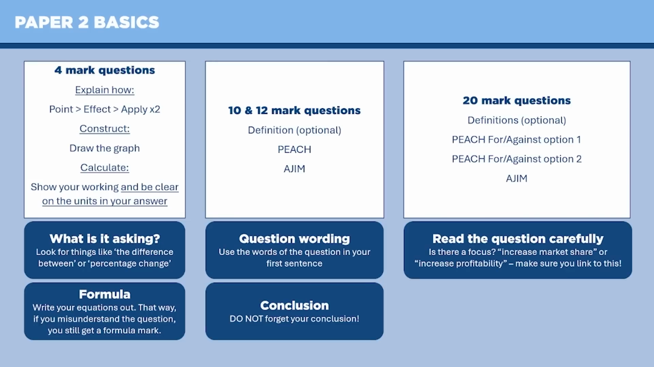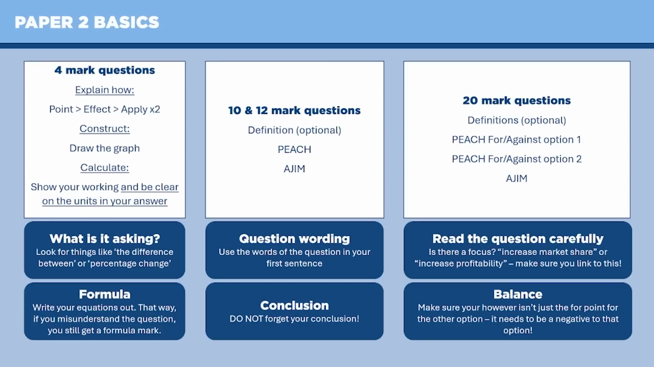For your 20 marker, read the question carefully. We've got 2 options here. We want a PEACH for and against option 1, the against being the however. Then you want the same for option 2, and then your AGILE conclusion. These 20 markers quite often have a focus, like increase market share or increase profitability. Make sure you link to that at every possible opportunity, but especially in your first paragraph, maybe link it back at the end of that paragraph and in your conclusion.